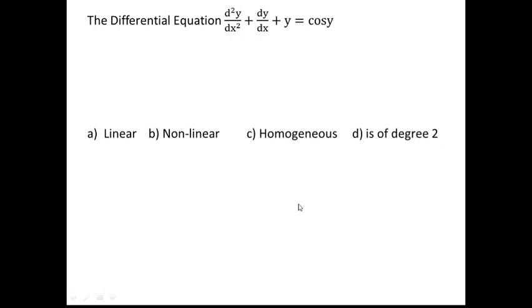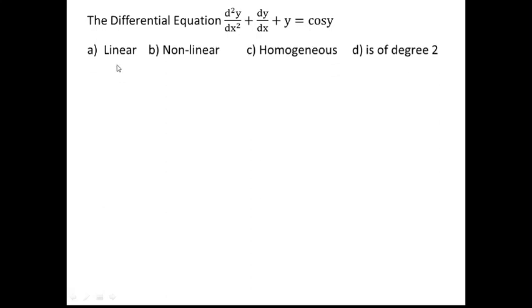So the differential equation is given and the options given are: this differential equation is linear, non-linear, homogeneous or is of degree 2. So you can see here this involves the function of y completely, and here we have cos y, right? Cos y function, and this cosine function is nothing but a non-linear function.